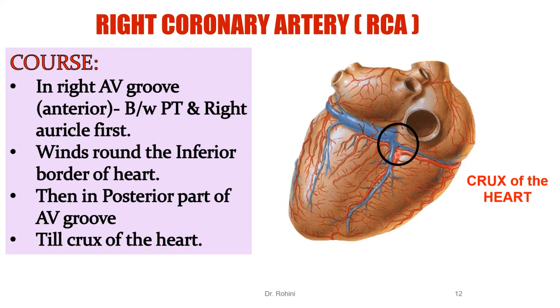It gives a terminal branch, the largest branch, which runs in the posterior interventricular groove, called the posterior interventricular artery. Then it goes towards the left side, where it terminates by anastomosing with the branches of the left coronary artery, usually the circumflex branch of the left coronary artery.